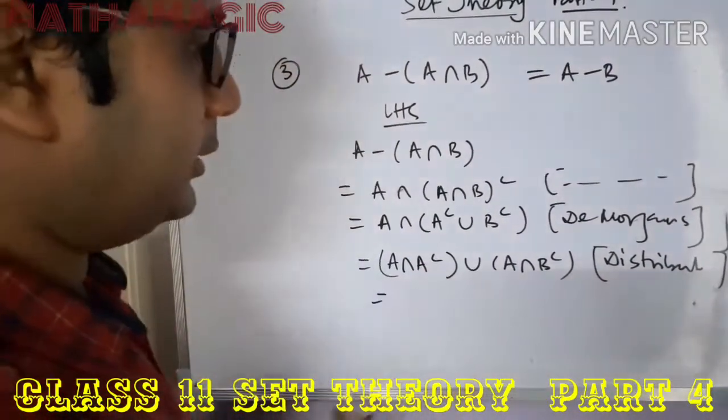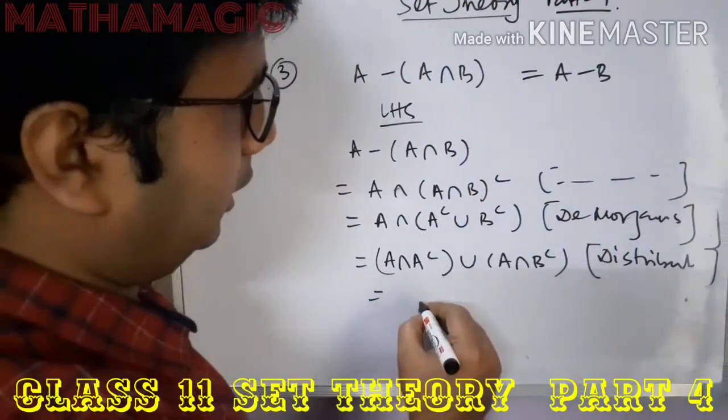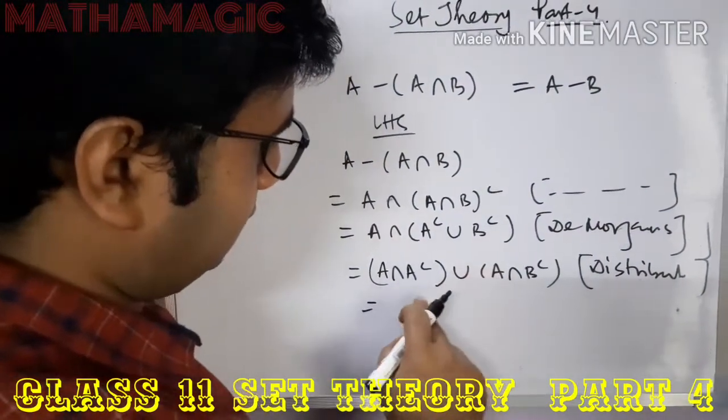So A intersection A complement, that means the empty set, right? A intersection A complement.